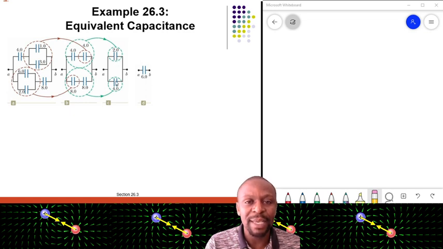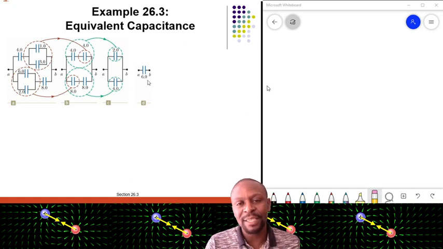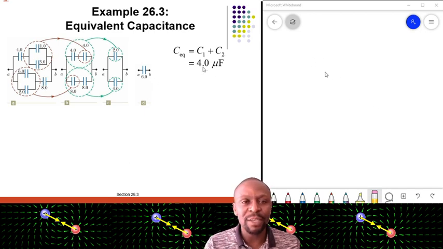But this and that are connected in parallel. Therefore, this is what you are going to have as your equivalent capacitance. Now, the equivalent for the first one is just going to give us 4, because it's going to be this one plus that other one. And now the equivalent for this 2 is just going to be 8.